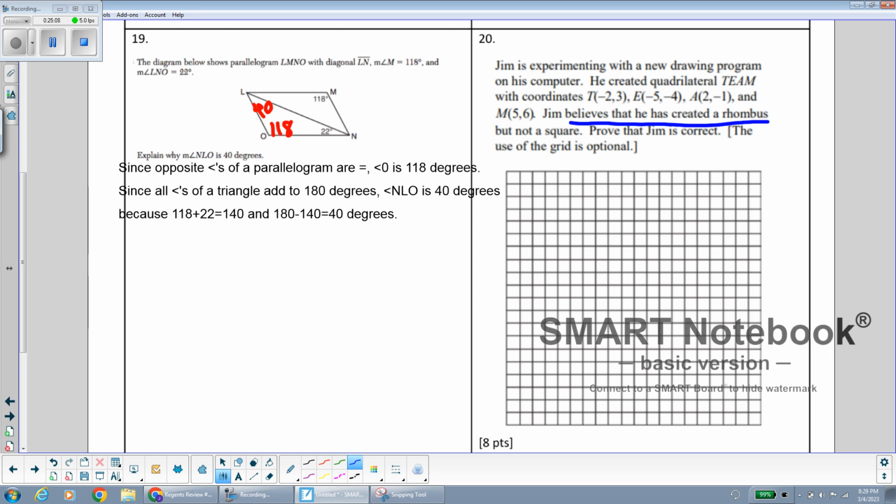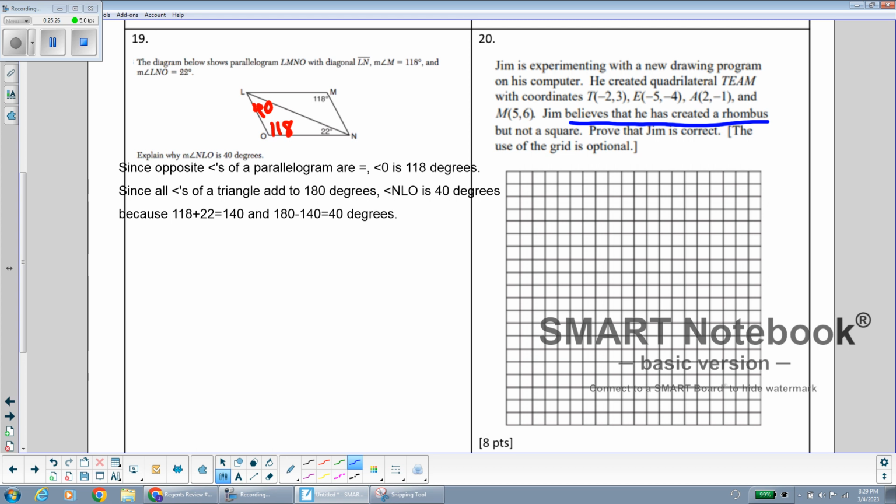We have many ways that we can prove that we have a parallelogram. You could show opposite sides are parallel. You can show that both pairs of opposite sides are congruent. Those are two main ones. To show opposite sides are parallel, that would be slope formula. To show opposite sides are congruent, that would be distance formula.